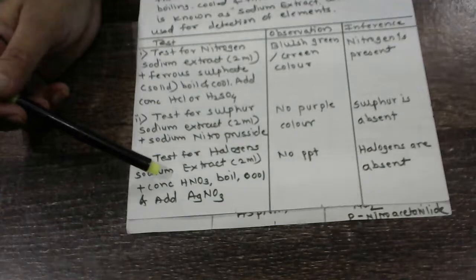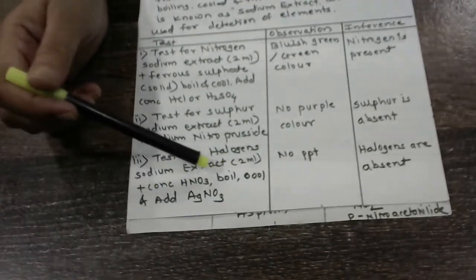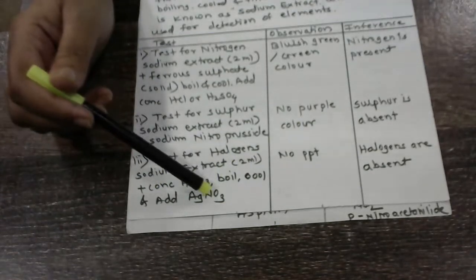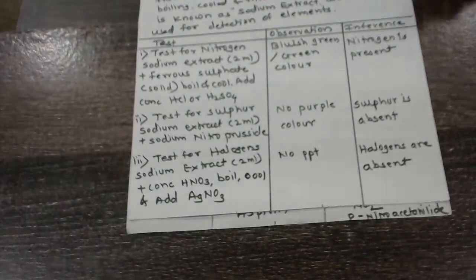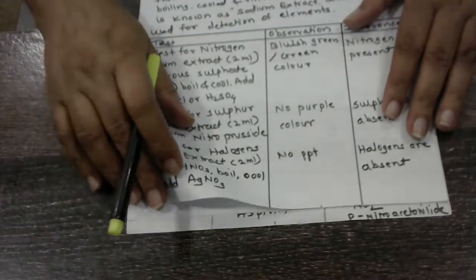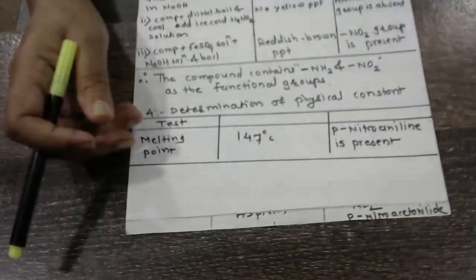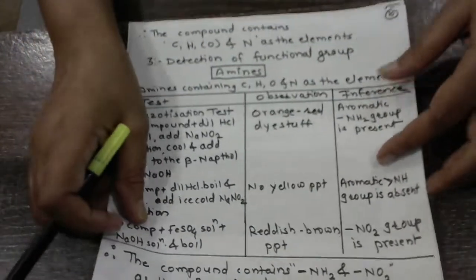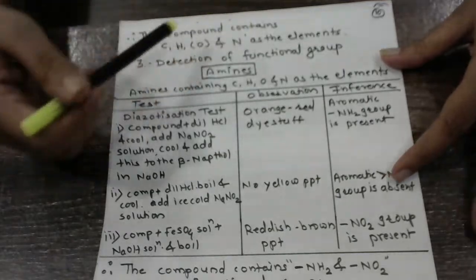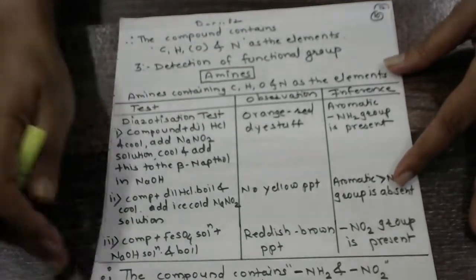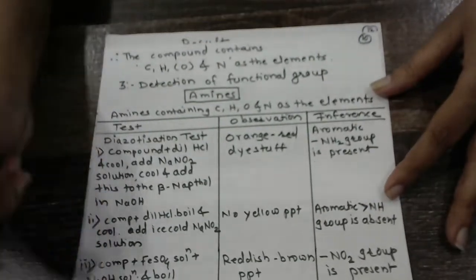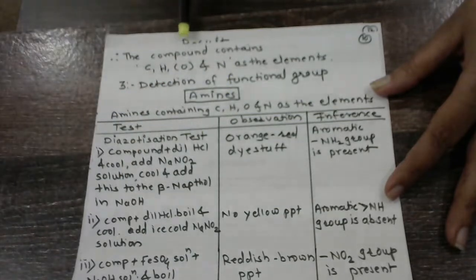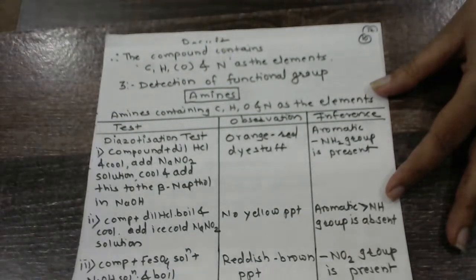For halogens we take sodium extract plus concentrated HNO3, boil and then add AgNO3. We do not get a precipitate, so halogens are absent for the second compound. So now the next step is, therefore we can write down that the compound contains carbon, hydrogen, oxygen and nitrogen as the elements. Now in the second compound nitrogen is present.